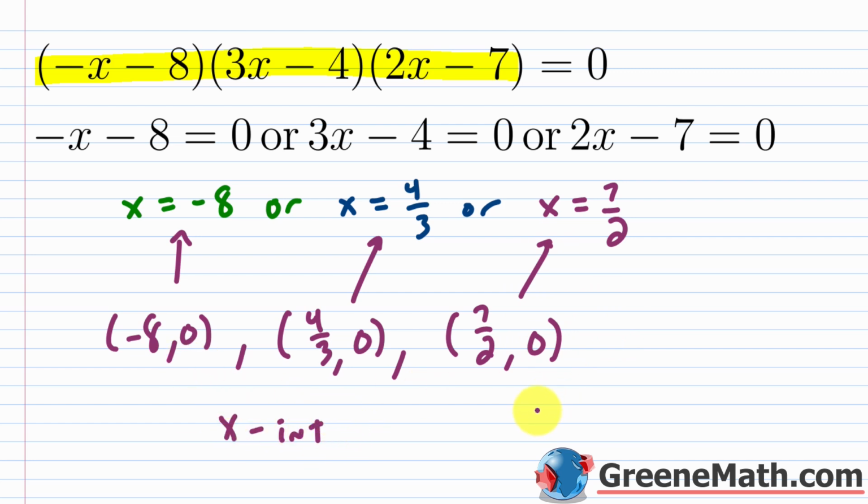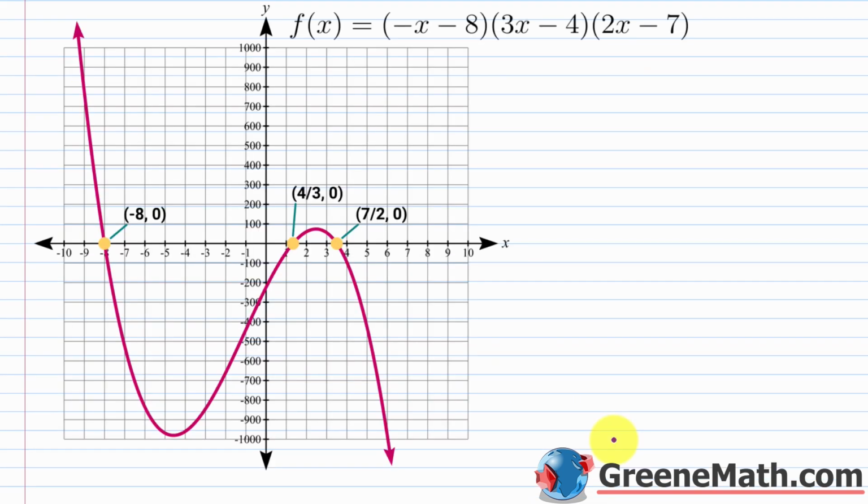I'm going to go to the graph real quick, and I've left you a link for these on Desmos, so you can just pause the video and click these if you want more detail. So this is your f of x equals the quantity negative x minus 8 times the quantity 3x minus 4 times the quantity 2x minus 7. Notice you get those x-intercepts that we found: (-8, 0), (4/3, 0), and (7/2, 0).